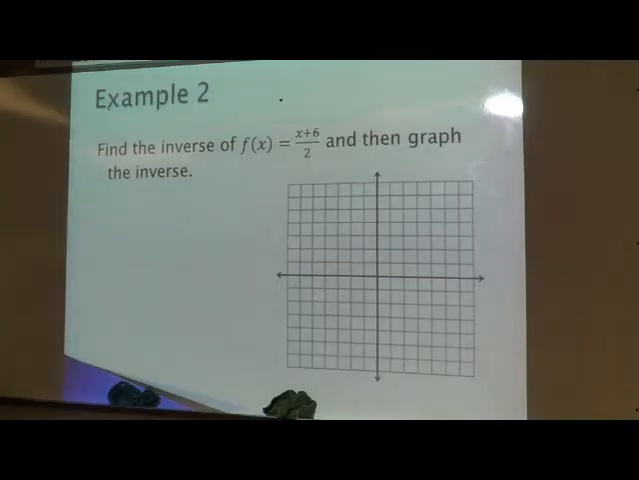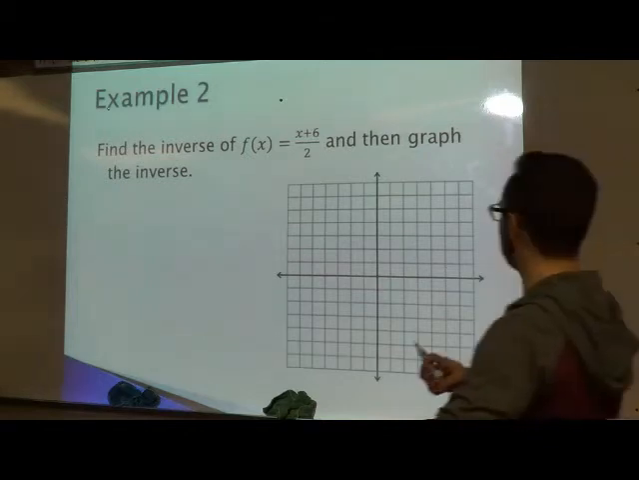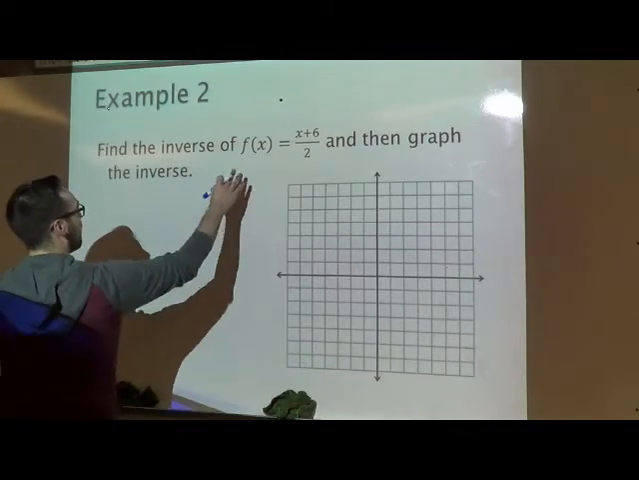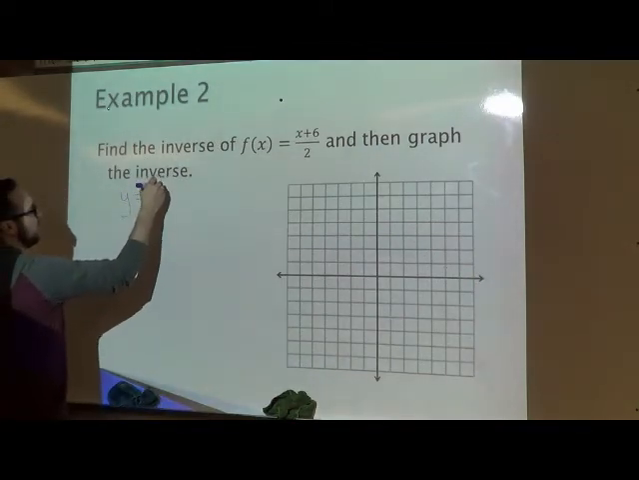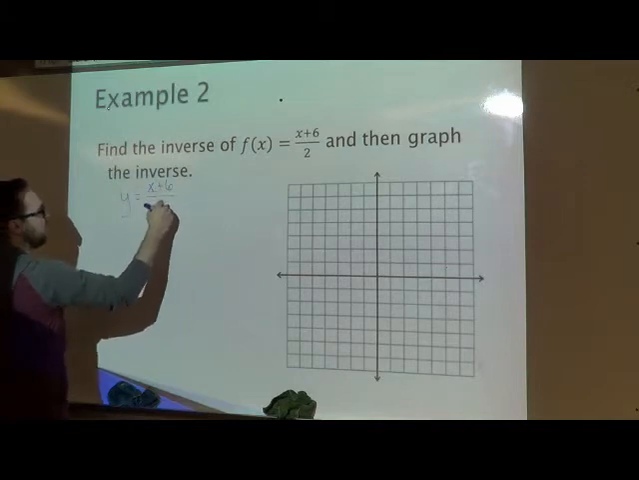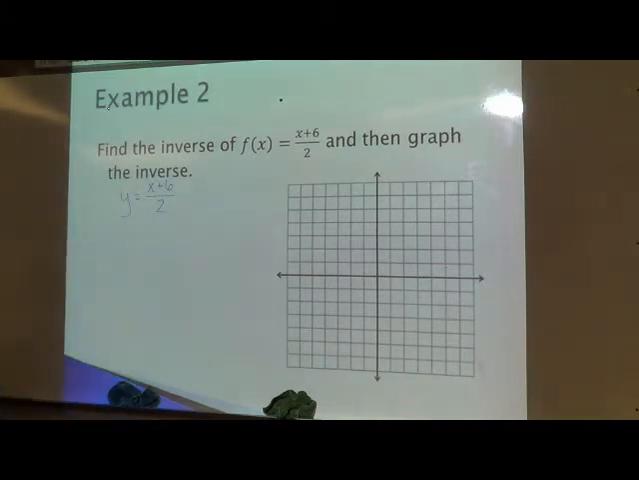So they want us to find the inverse of f of x equals (x plus 6) over 2 and then graph the inverse. So in order to find the inverse, there's a few steps here. The first one, we start by rewriting f of x as just y equals. So I'm going to write this as y equals (x plus 6) over 2. So all I do is change f of x to y.